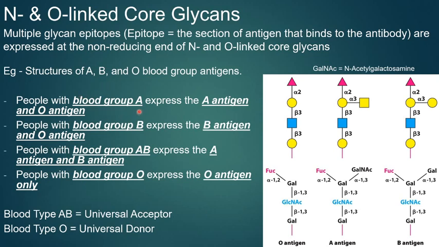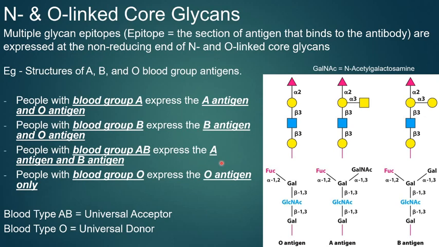So, for instance, if I have blood type A, I am going to express A, but I will produce B antibody. If I have blood type B, I'm going to express B antigen, but produce the A antibody. If you are blood type AB, you are going to have both A and B antigens on the red blood cell surface, but you're not going to produce any antibodies.